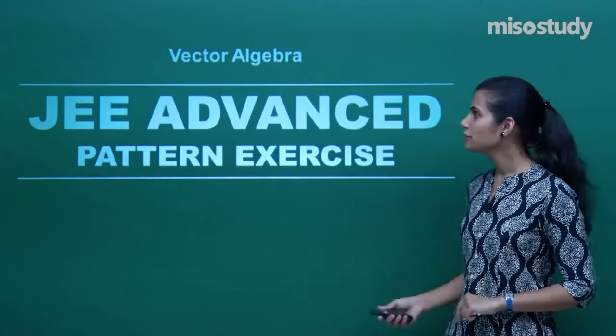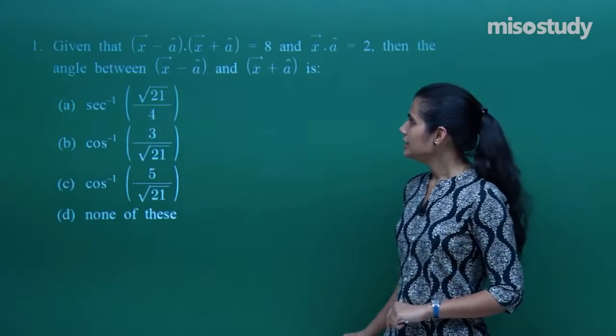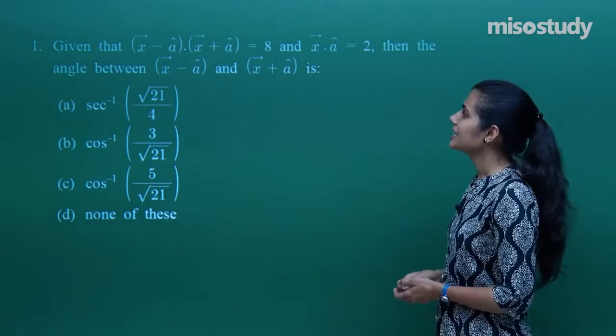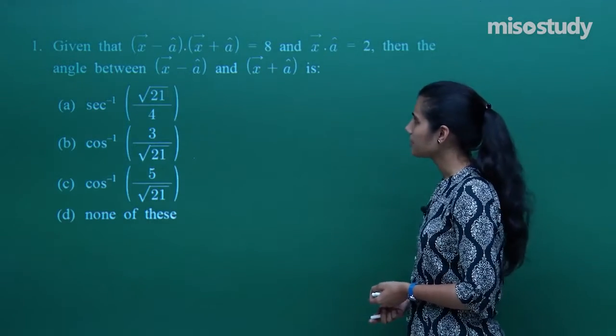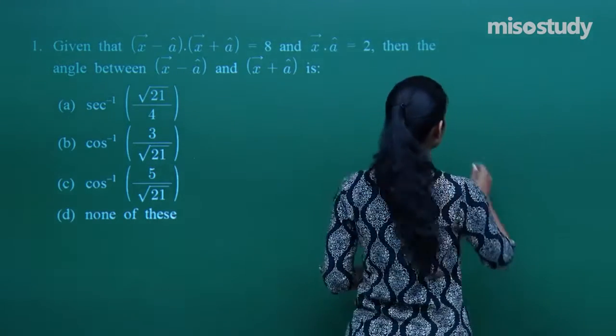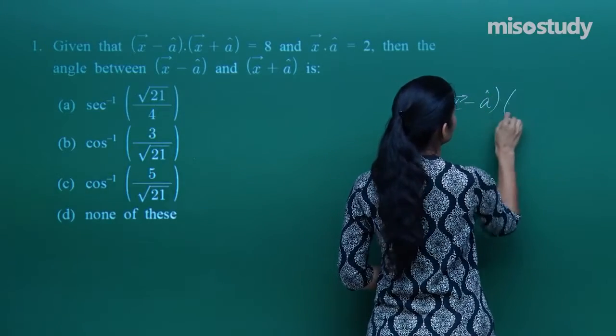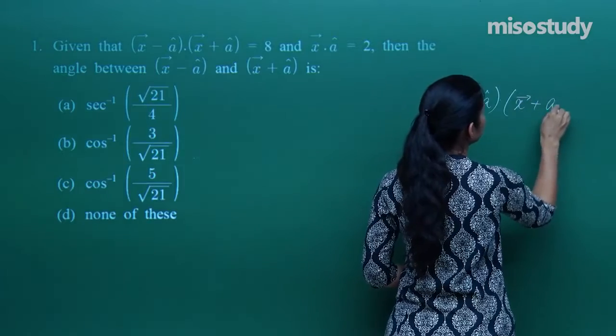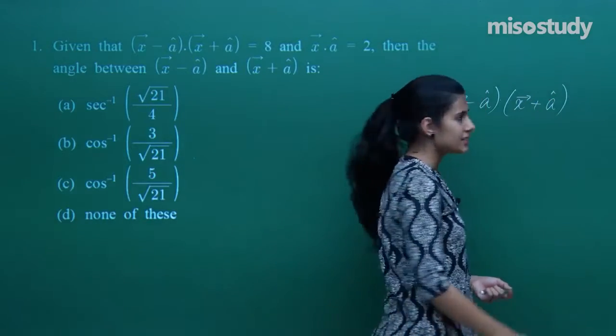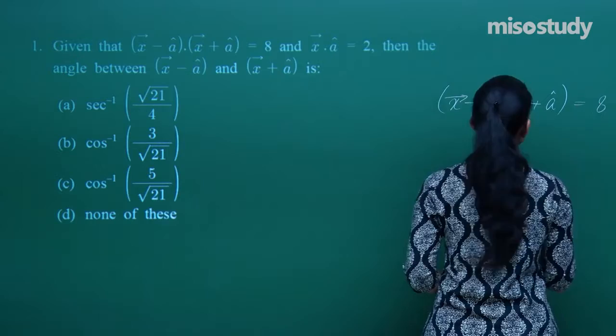Okay guys, let's talk about the questions on vector algebra. Given that (x − a cap) dot (x + a cap) is 8. So this is given to me: x vector minus a cap dot product x vector plus a cap. This is 8. That means what is it?